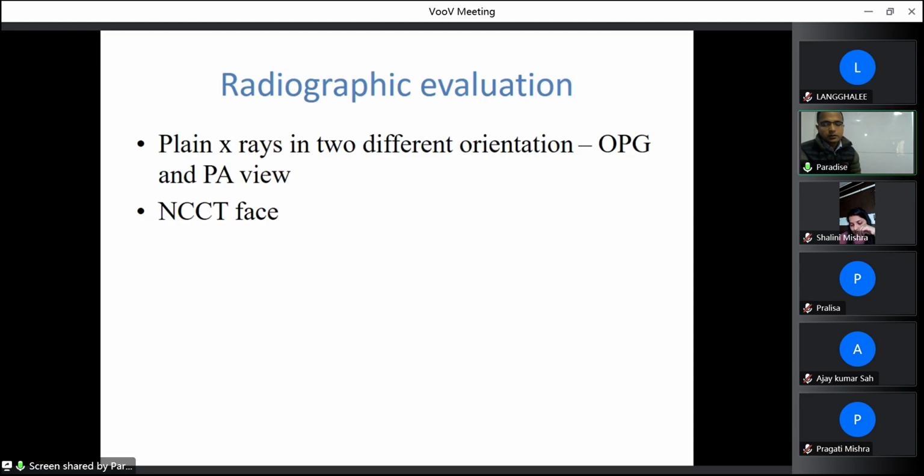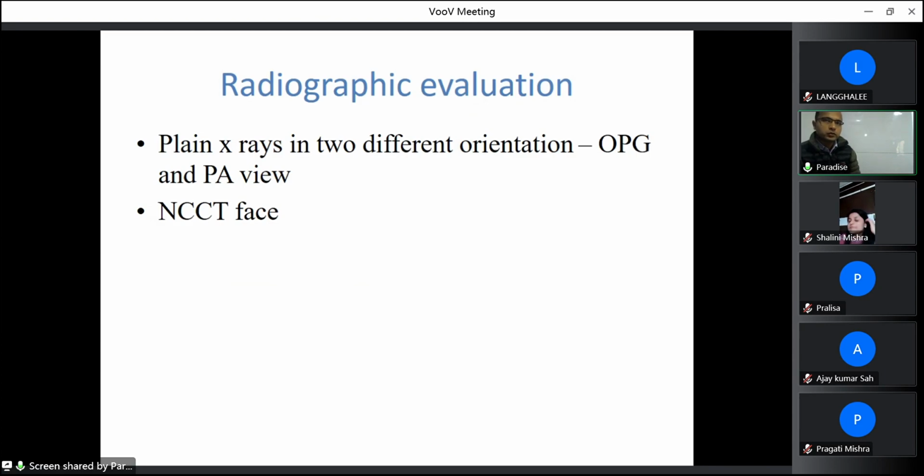And to operate any condylar fractures, you have to do NCCT, because you have to know the area of displacement, the nature of the fracture, and you have to reduce it. So you must do NCCT to operate the case. For diagnosis purposes, a plain radiograph, OPG and PA view, is sufficient.